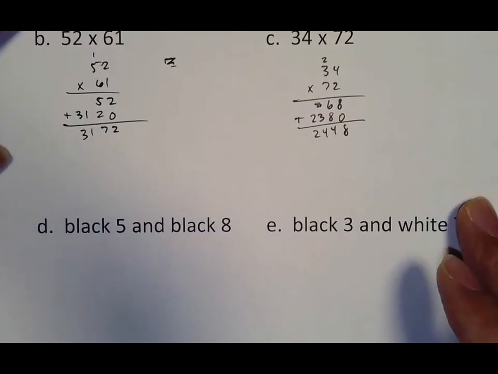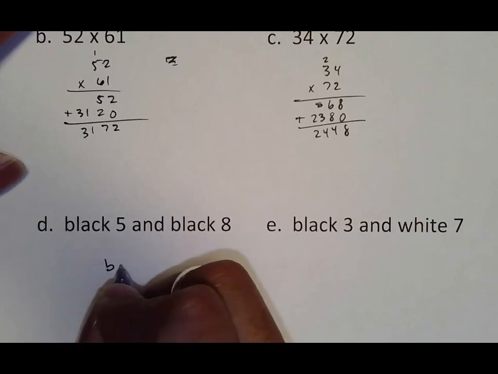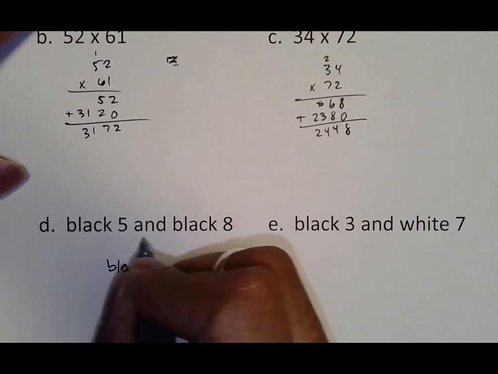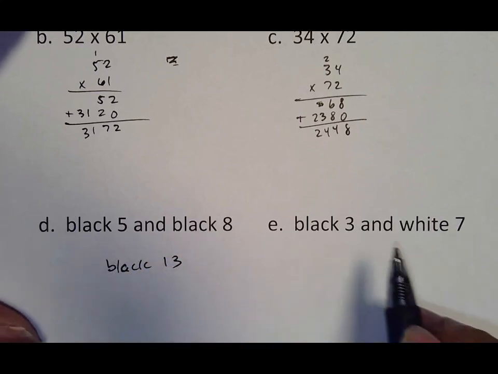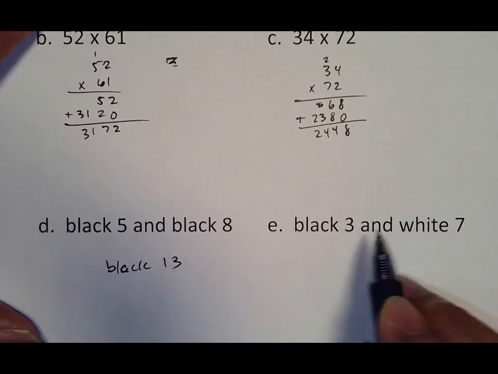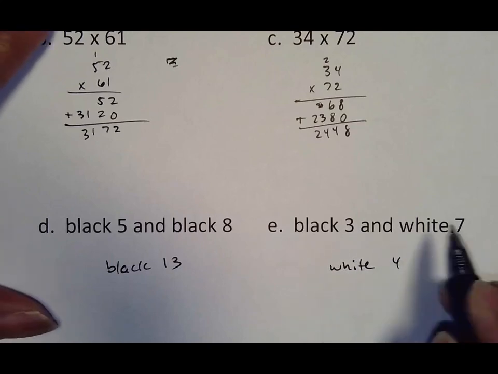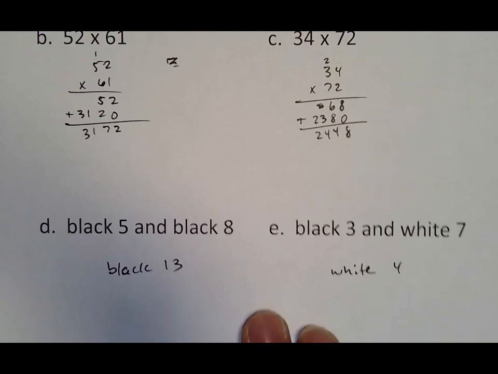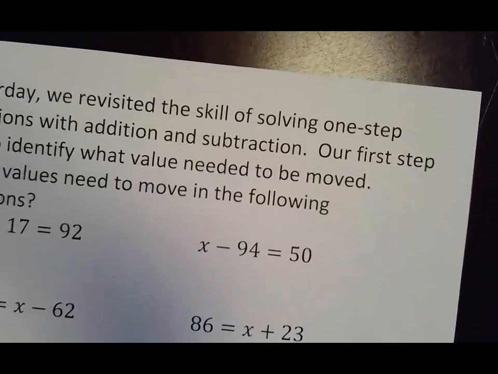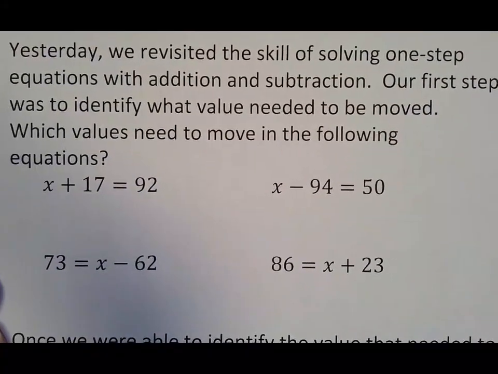Getting to the color thing here, black 5, black 8. Remember, when the colors are the same, just add them up. So black scored 13. Again, that's the question. How much did they score all together? When the colors are different, your question is who won by how much? So white obviously won by 4 because 7 minus 3 is 4. So that is pretty much what we've been doing. Again, communicate with me if those questions are giving you issues so I can try to help you, but I can't help you till you talk to me.